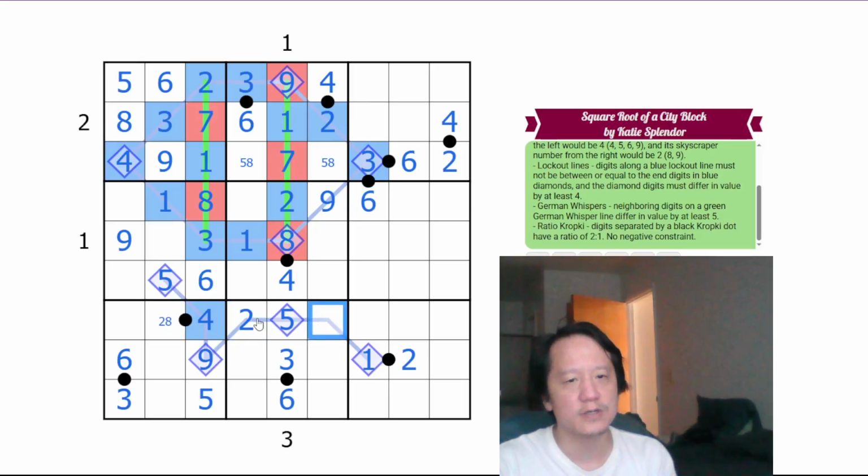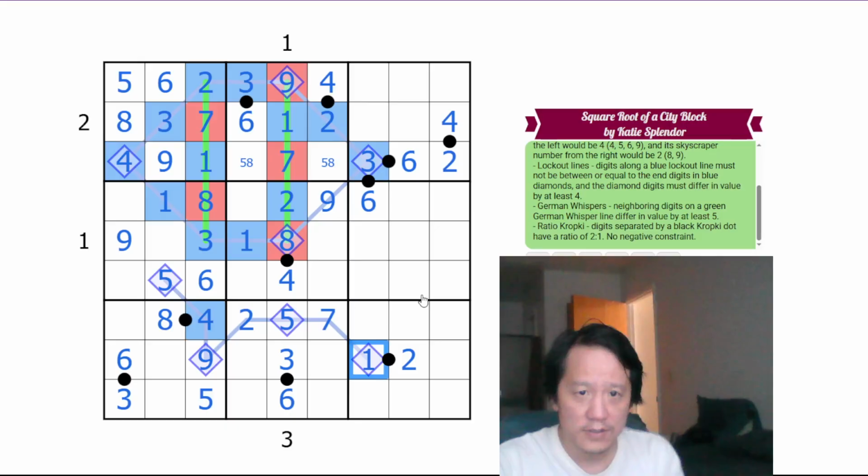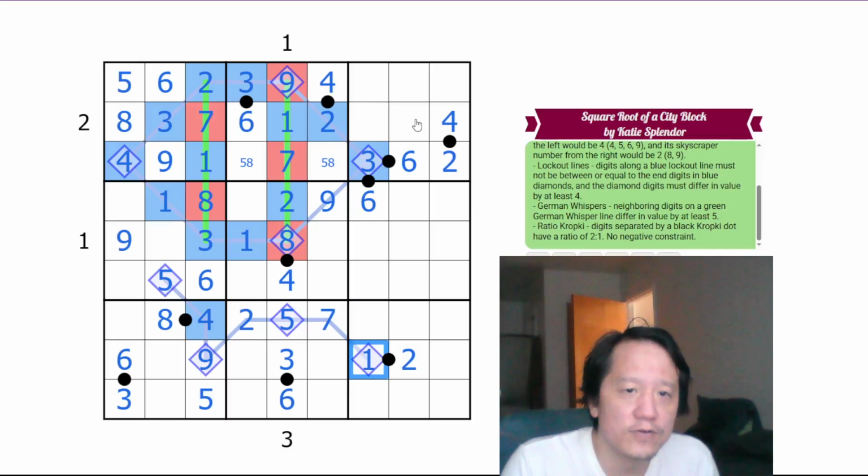This has to be not between 1 and 5. So it's 6, 7, or 8 here. It can't be 6. 2 eliminates 2 here, so this is 8. 8 eliminates 8 here, so it's 7. And the rest we have to learn from normal Sudoku.